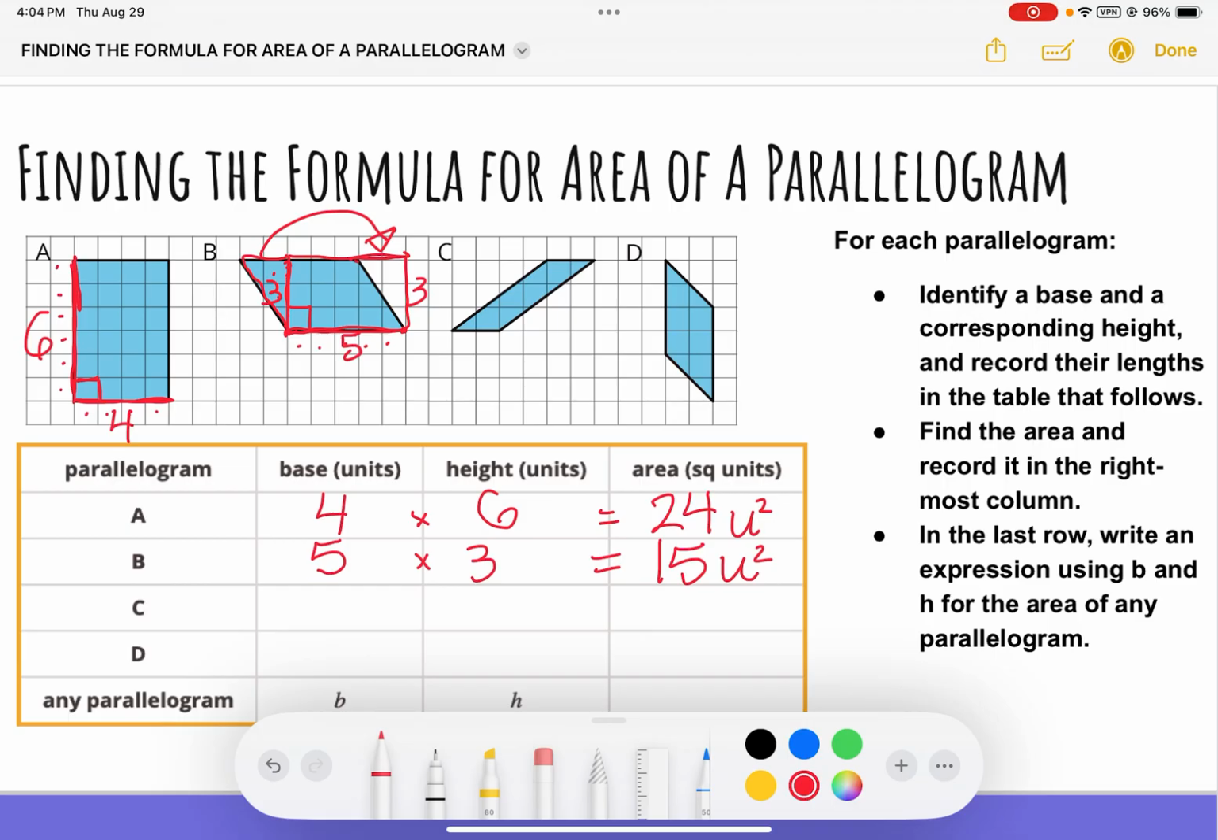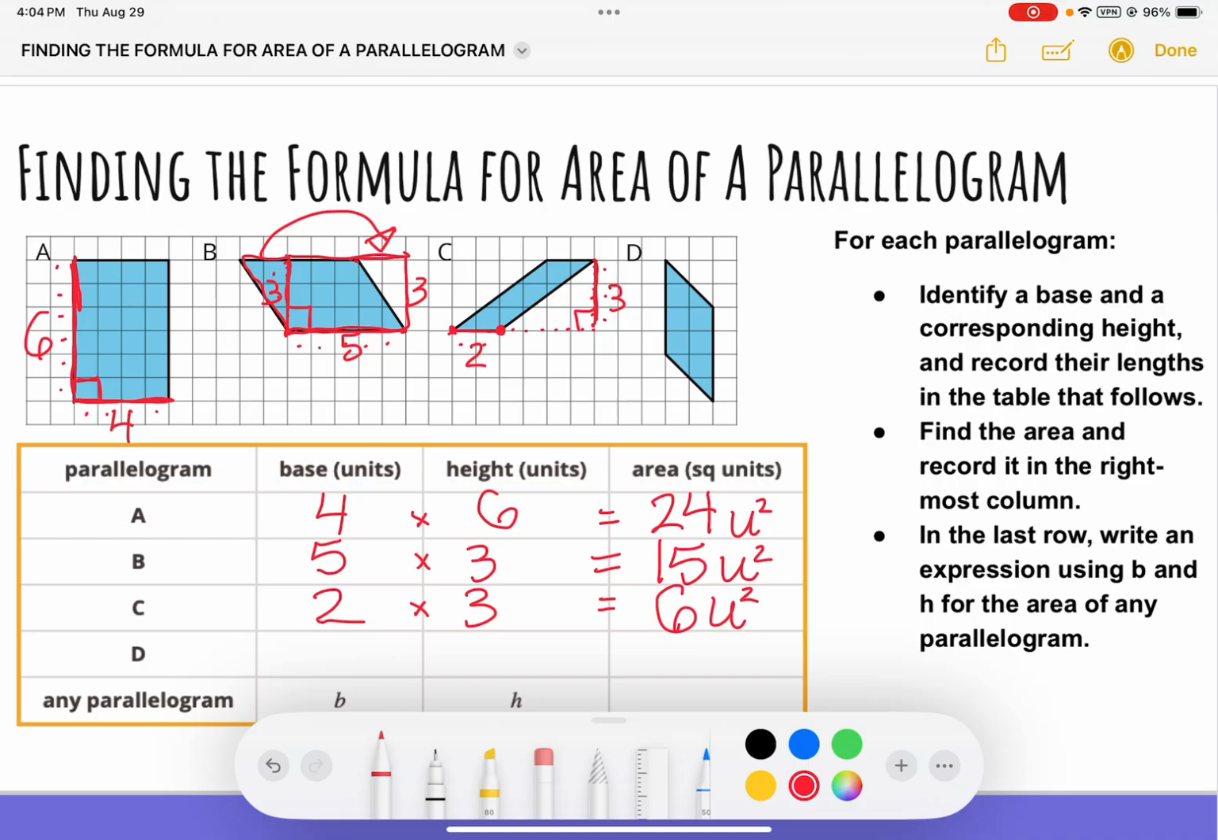Okay, for C, again for the base, I'm going to choose a side I can count the units. So I'm going to pick the bottom because it's laying flat. From point to point, how long is that line? 1, 2. 2 units is my base. Now this one, the height is a little trickier, so I need to extend the base. I'm going to draw a dotted line there, and then I'm going to draw a dotted line to create a height that is at a right angle with the base. I count this line that I drew, and it is 1, 2, 3 units for the height. Now I multiply. 2 times 3 would be 6 units squared. Remember, area is always squared.